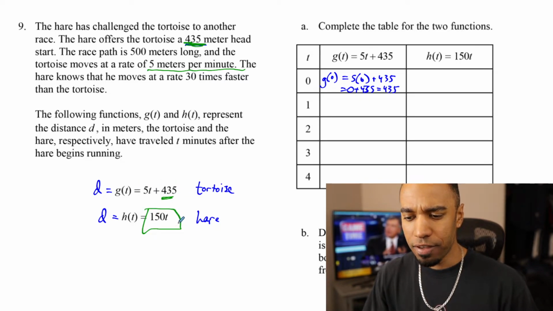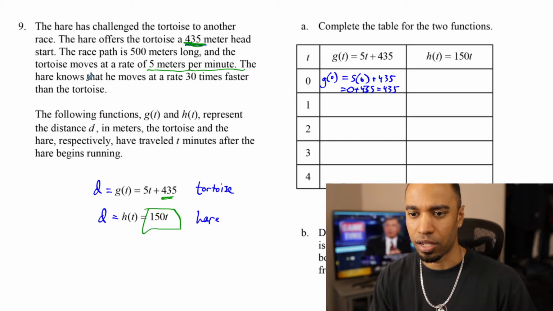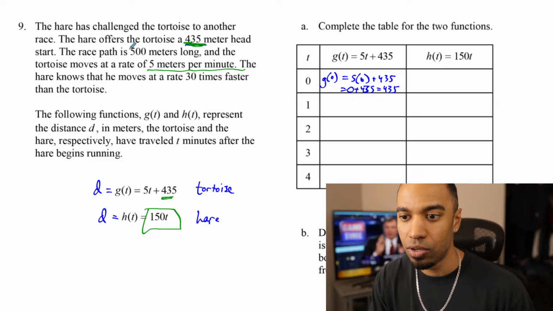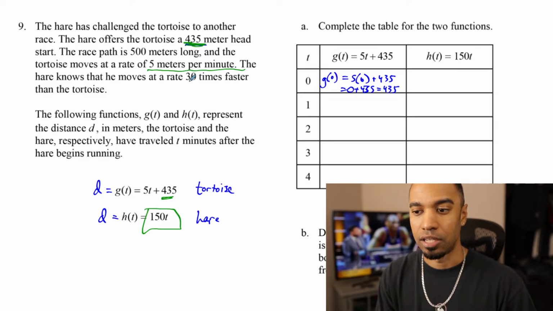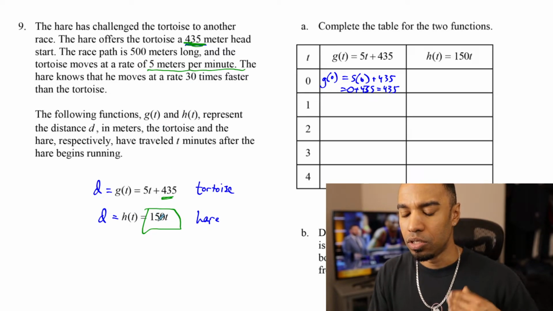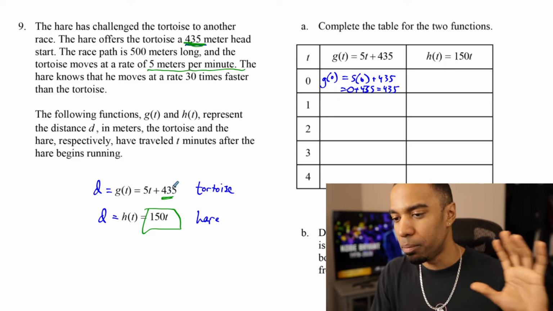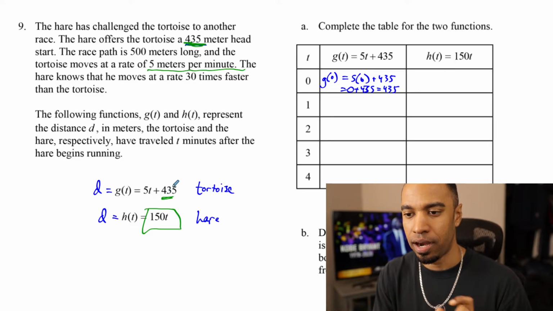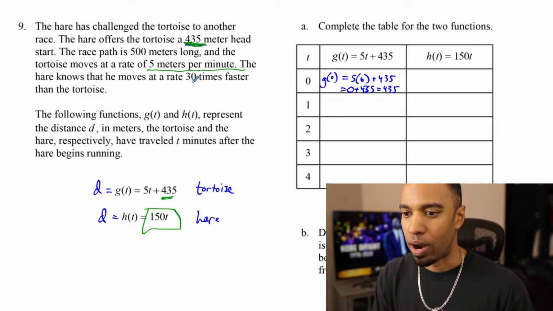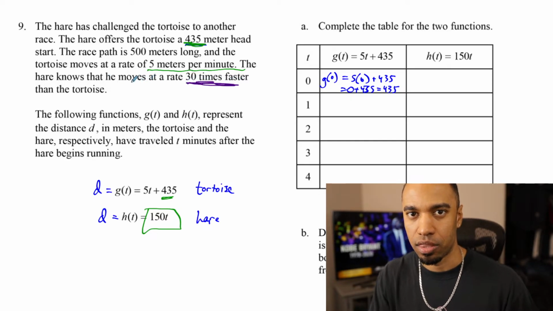Where does 150t come from? I don't see the number 150 anywhere here. I see the number 500, that's not used anywhere. I see a 30, that's not used anywhere. Where does 150 come from? There's a comparison that's happening between the tortoise and the hare, and it's spoken of right here, 30 times faster. The hare is 30 times faster than the tortoise.